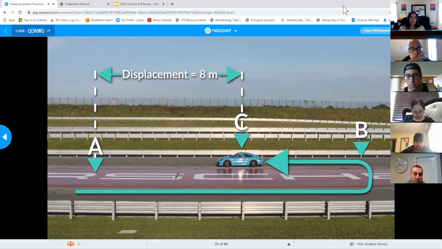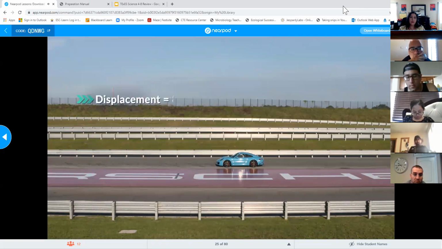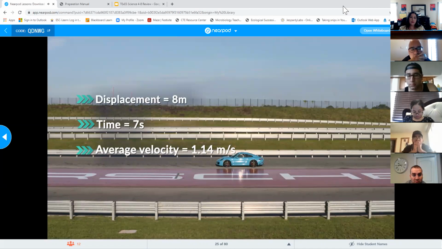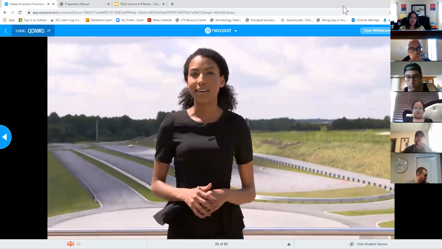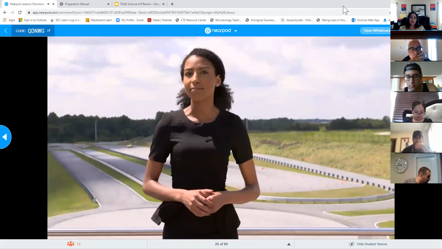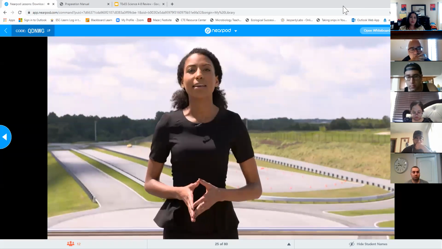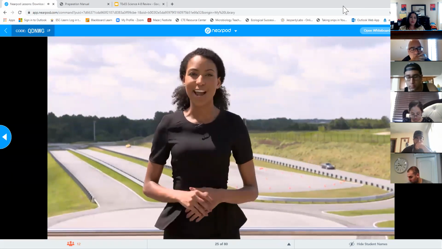This means that the average velocity over the journey is positive 8 meters divided by 7 seconds, which is positive 1.14 meters per second, or 1.14 meters per second to the right. So it's possible for the average speed and the average velocity to have two separate values, even for the same journey. To recap, speed is a scalar quantity, which means it has magnitude only. Velocity is a vector quantity, meaning it has both magnitude and direction.